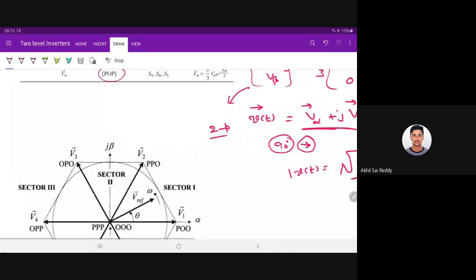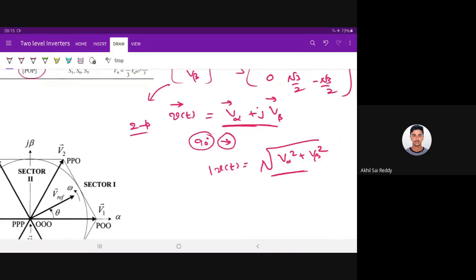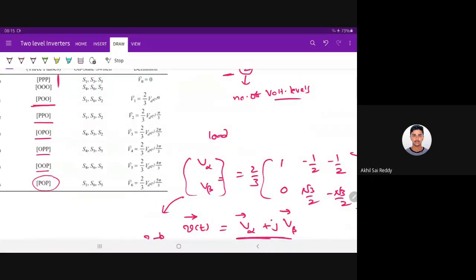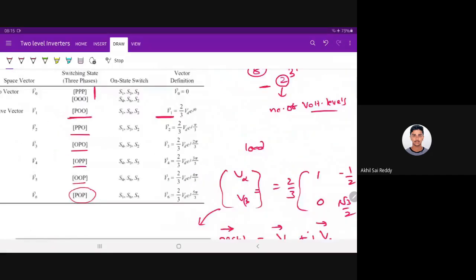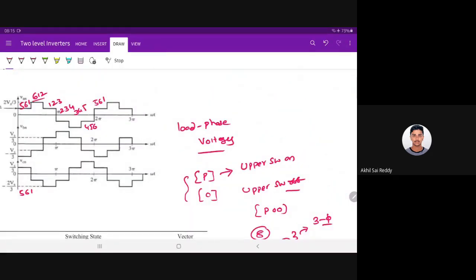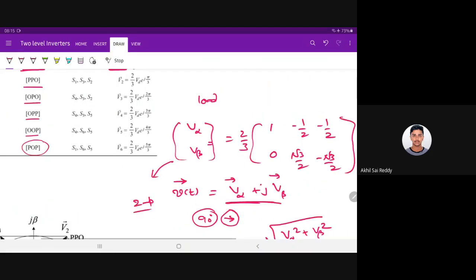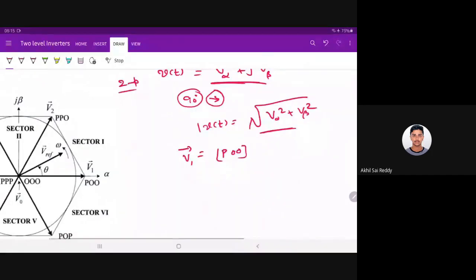Right? So once you obtain this, we need to obtain the corresponding space vectors, the vector for this V1. So V1 corresponds to P00, right? That is corresponding to the switching state, this switching state that corresponds to the 612 switching state, right?